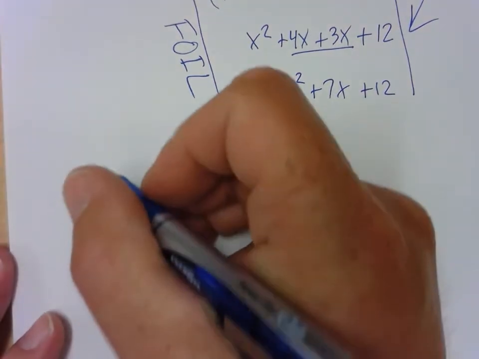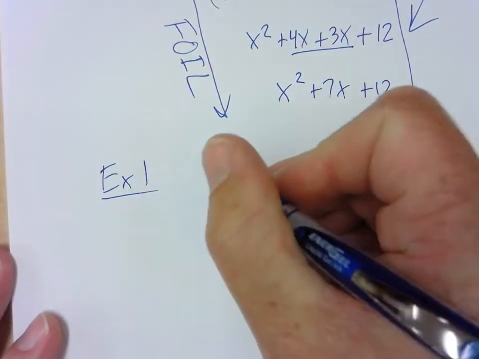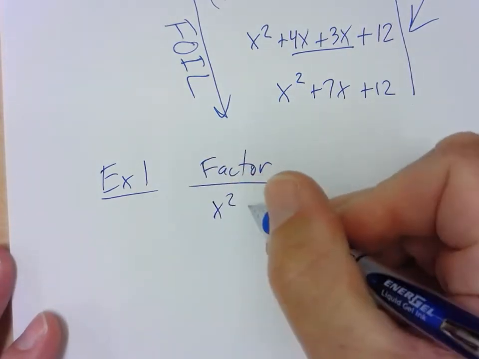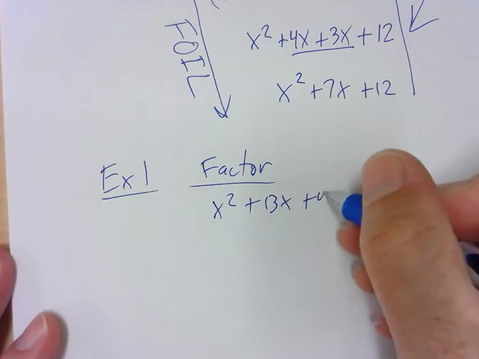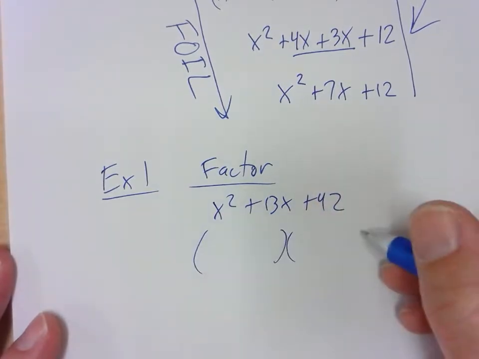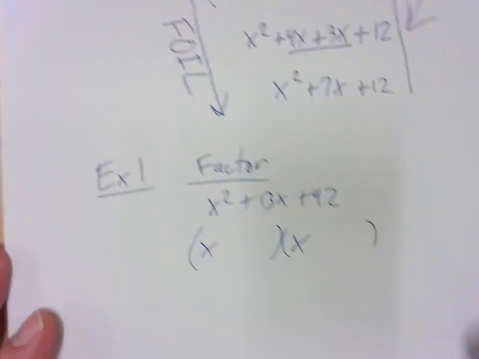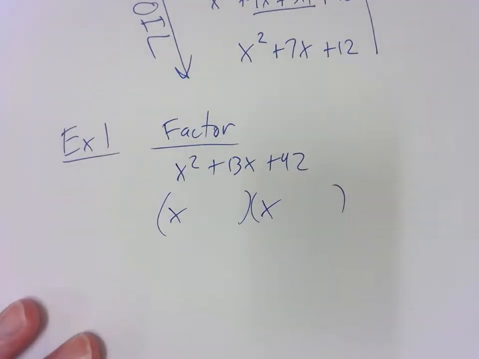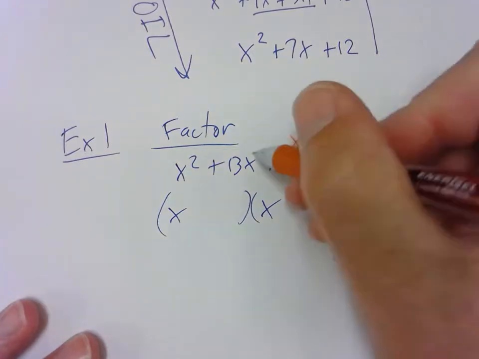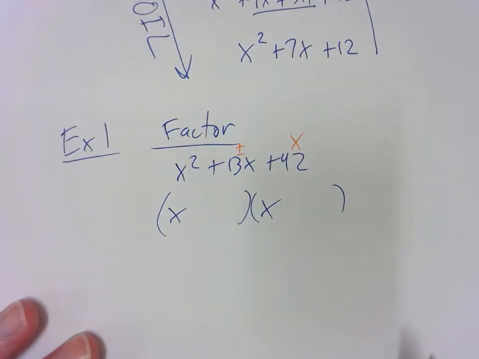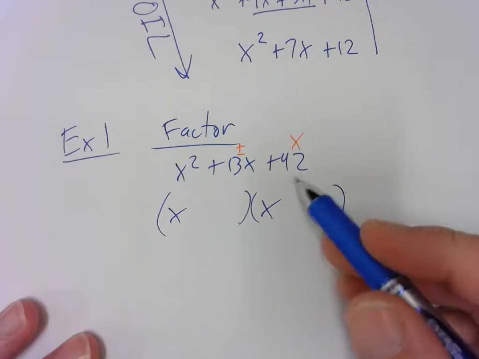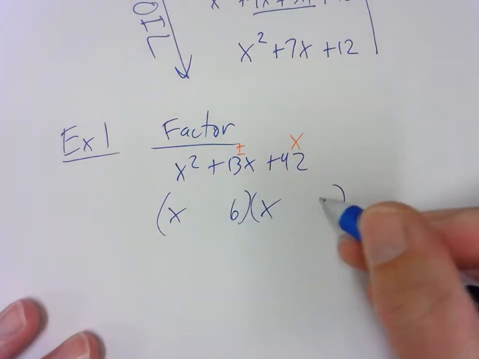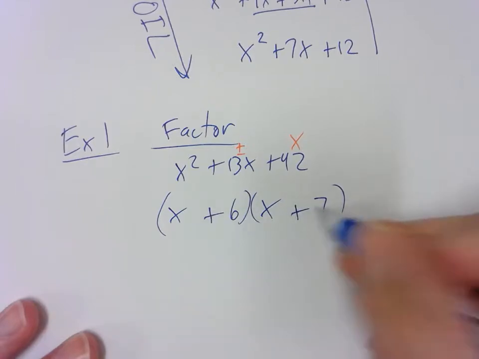So example one, factor: we have x squared plus 13x plus 42. So I make two parentheses. I know that x times x makes x squared. And then I have to think about what multiplies to make 42, and then what adds or subtracts together to make the 13 in the middle. So the first thing that comes to mind is 6 and 7. So 6 and 7, plus 6 plus 7.